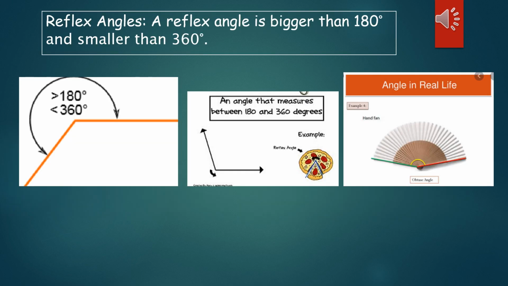Reflex angle. A reflex angle is bigger than 180 degrees, which is a straight angle, and smaller than 360 degrees, which is a rotation. If you look at the second picture, you will see we cut out an acute angle, and then a reflex angle is still left behind. We also look at the angle in real life when we use a hand fan.